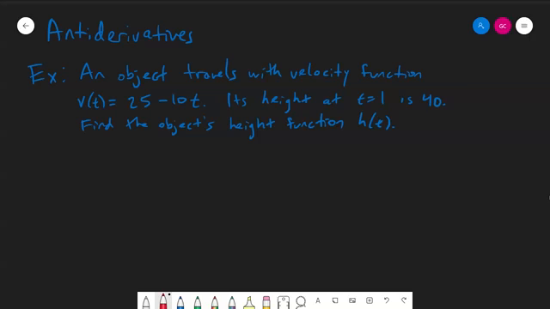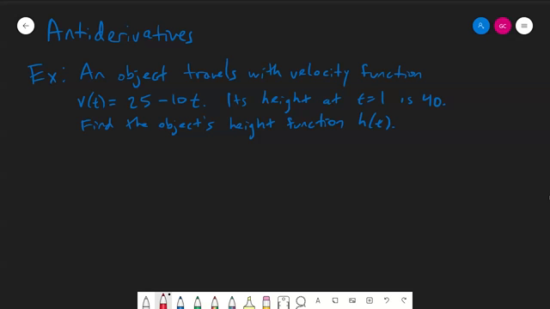Now let's see an example of a physical problem we can solve using antiderivatives. Suppose an object travels with velocity function 25 minus 10t, and that its height at time 1 is 40. And we want to find the object's height function.